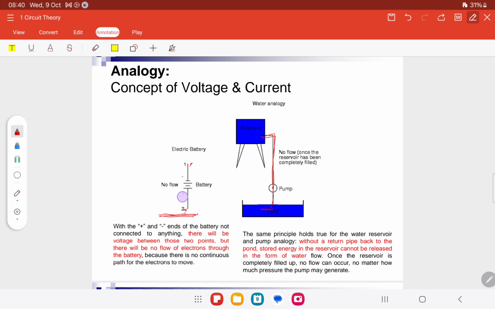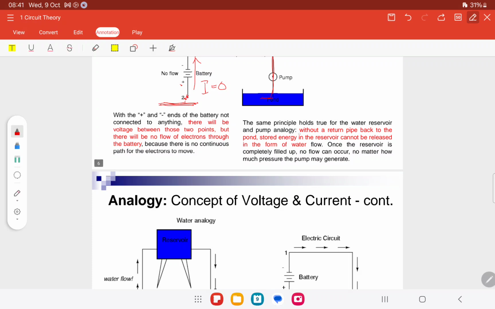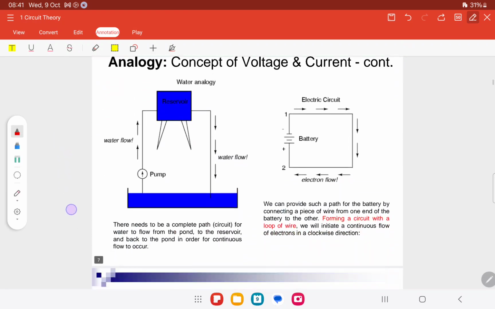So for here, since positif bawah, so dia akan naik one way. Tetapi dia akan stop kat sini because open loop. If it is open loop, there is actually no current. So open loop, dia tak boleh nak flow, so we cannot measure. Kalau measure akan dapat 0. Okay, without return pipe. So how to measure?